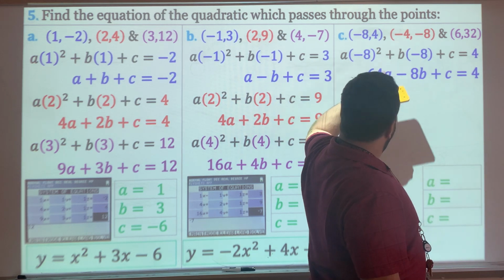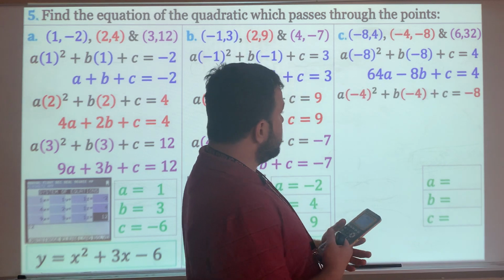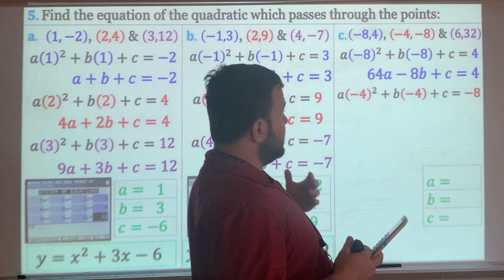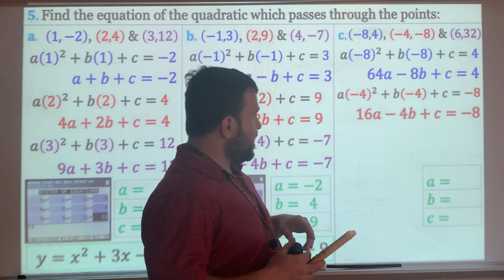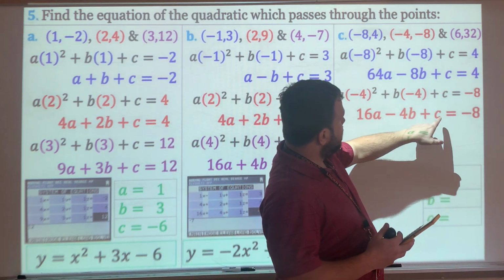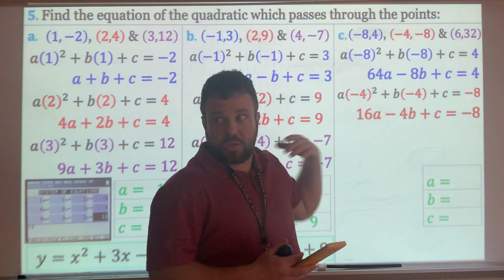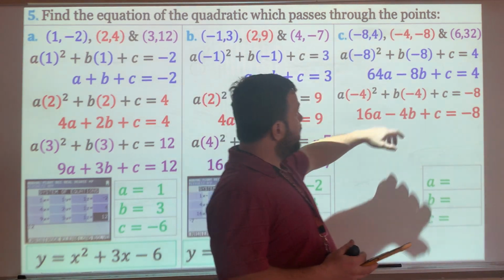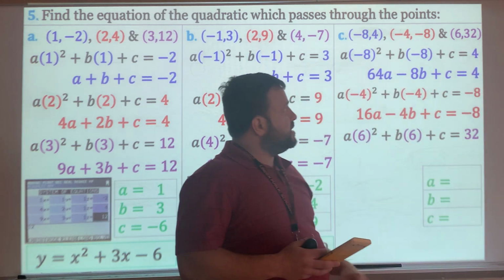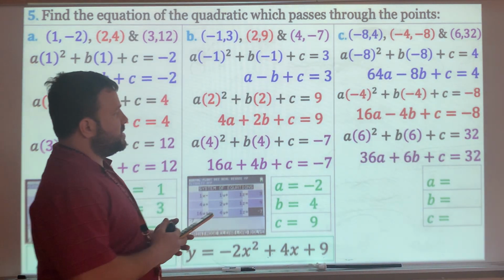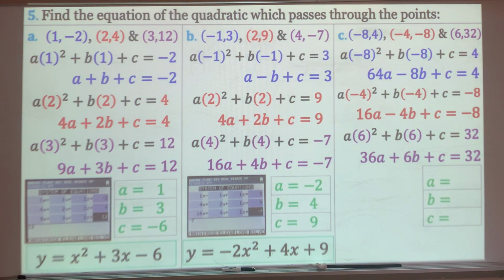All right, next one. X is -4, y is 8. So a times -4 squared plus b times -4 plus c equals 8. 16a minus 4b plus c equals 8. These a's are always going to be positive because when you square a negative number, it's positive. Then a times 6 squared plus b times 6 plus c equals 32. 36a plus 6b plus c equals 32.